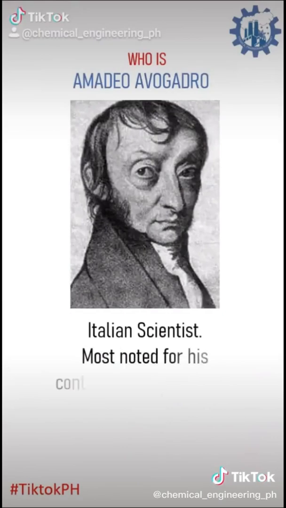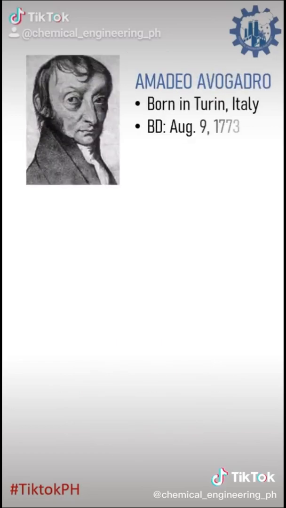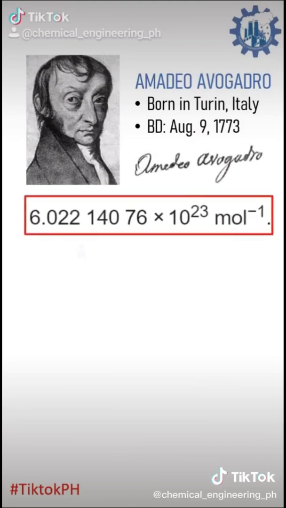Who is Amedeo Avogadro? Amedeo Avogadro is an Italian scientist most noted for his contribution to molecular theory, now known as Avogadro's law. He was born in Turin, Italy on August 9, 1773. This constant is named after him. This is Avogadro's constant.